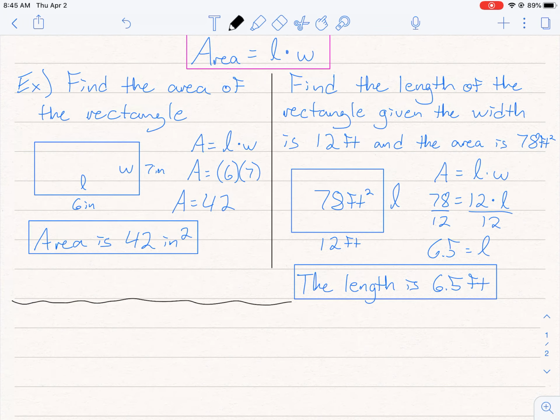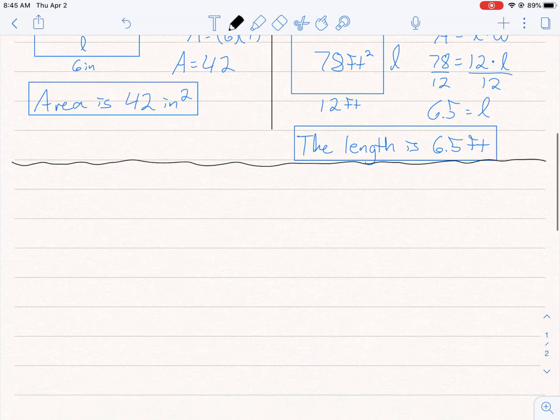Now, I'm going to kind of draw a little divider here for the second half of my page, and then we're going to talk about squares. So, squares. If you remember from our quadrilateral unit, squares are kind of like the cousin of rectangles. They're just a little bit fancier. So squares also have two dimensions.